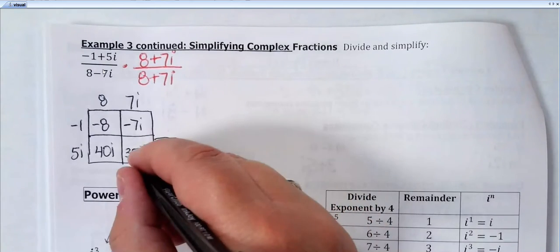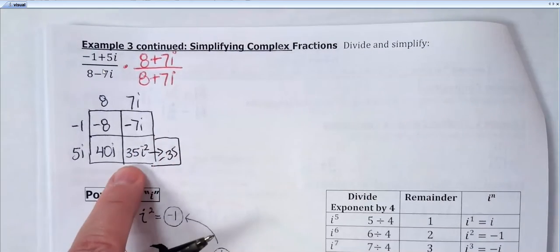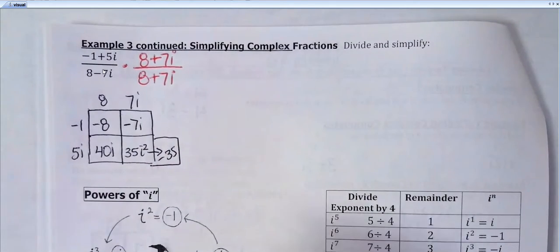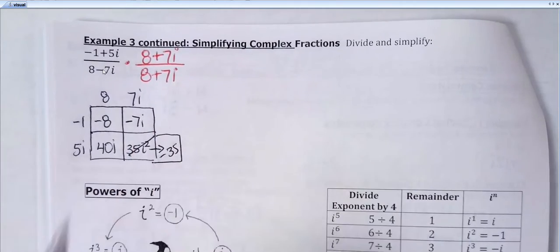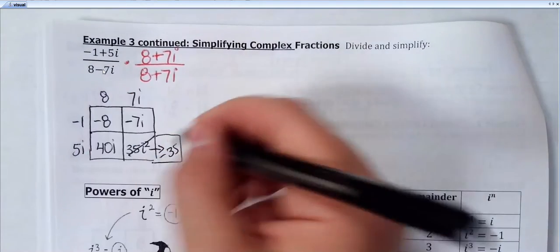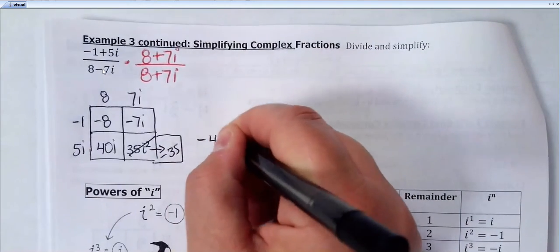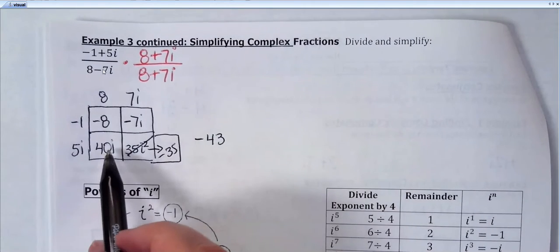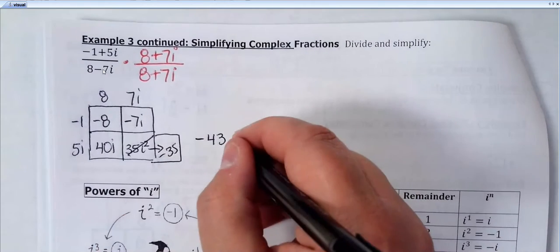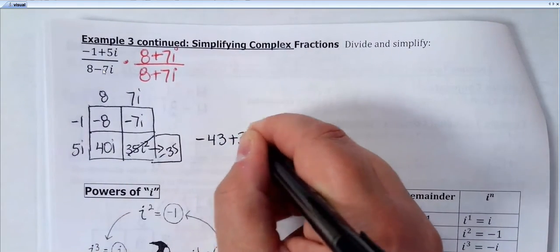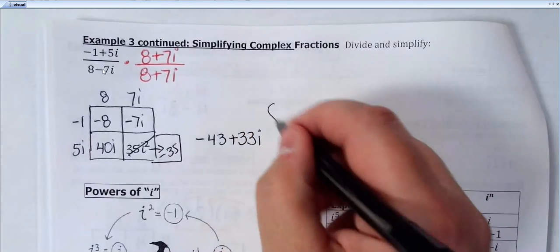This would be negative 35, because you have 35 times negative 1. Okay, now, in terms of simplifying that, negative 8 and negative 35 together would be negative 43. And then 40 minus 7 would be 33i. So that's just the numerator.